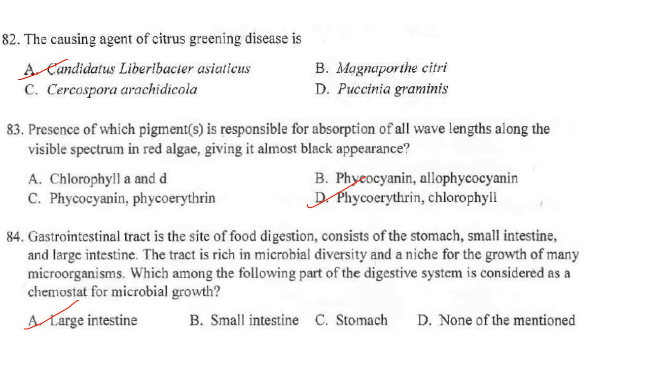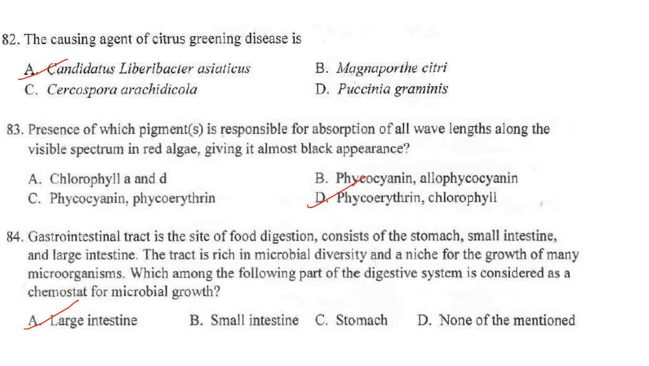Then presence of which pigments is responsible for absorption of all wavelengths along the visible spectrum in red algae, giving it an almost black appearance. It is phycoerythrin and chlorophyll. Answer is option D. Then gastrointestinal tract is the site of food digestion, consists of the stomach, small intestine and large intestine. The tract is rich in microbial diversity and a niche for the growth of many microorganisms.